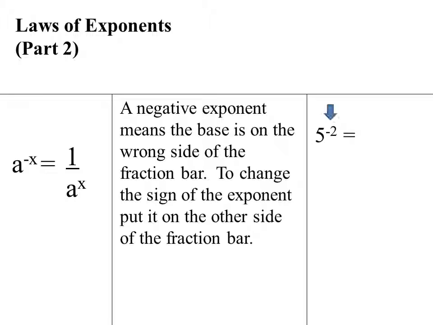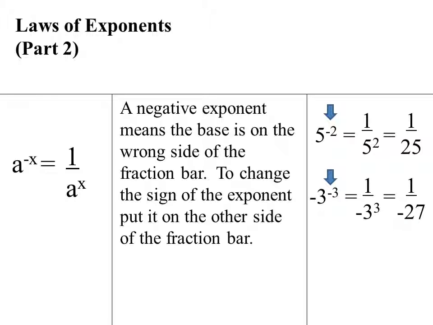So 5 to the negative 2 really means 1 over 5 to the second power, which would be 1 over 25. All I did was convert it to a fraction to make it a positive exponent. My negative exponent should be on the bottom. Negative 3 to the negative third power means 1 over negative 3 to the third power, which would give me 1 over negative 27. Remember, it's the exponent. If the exponent is negative, that's when we change it into a fraction.